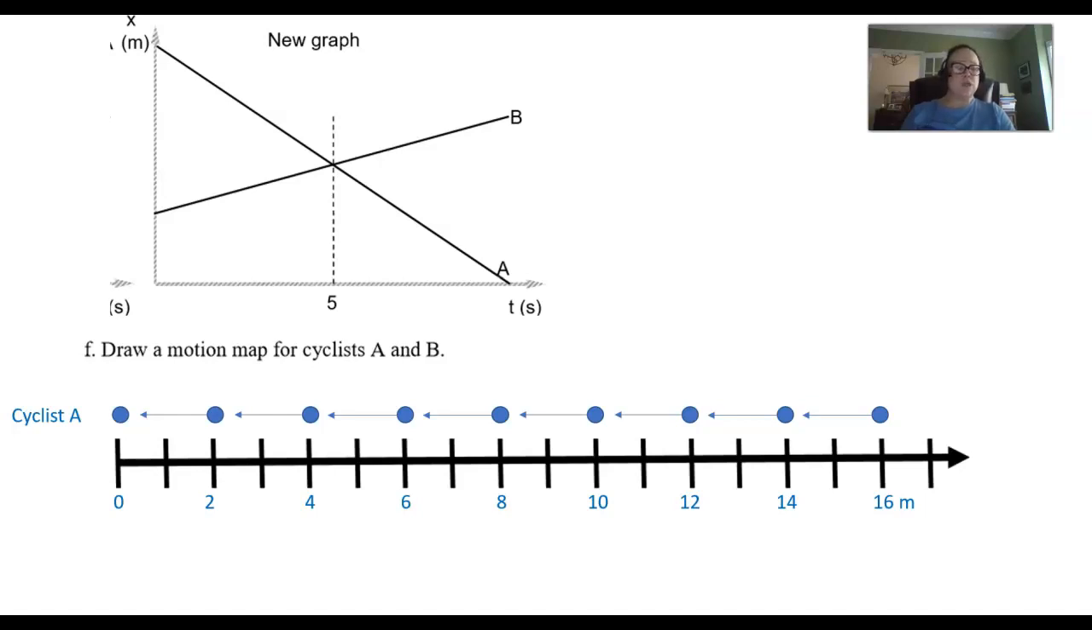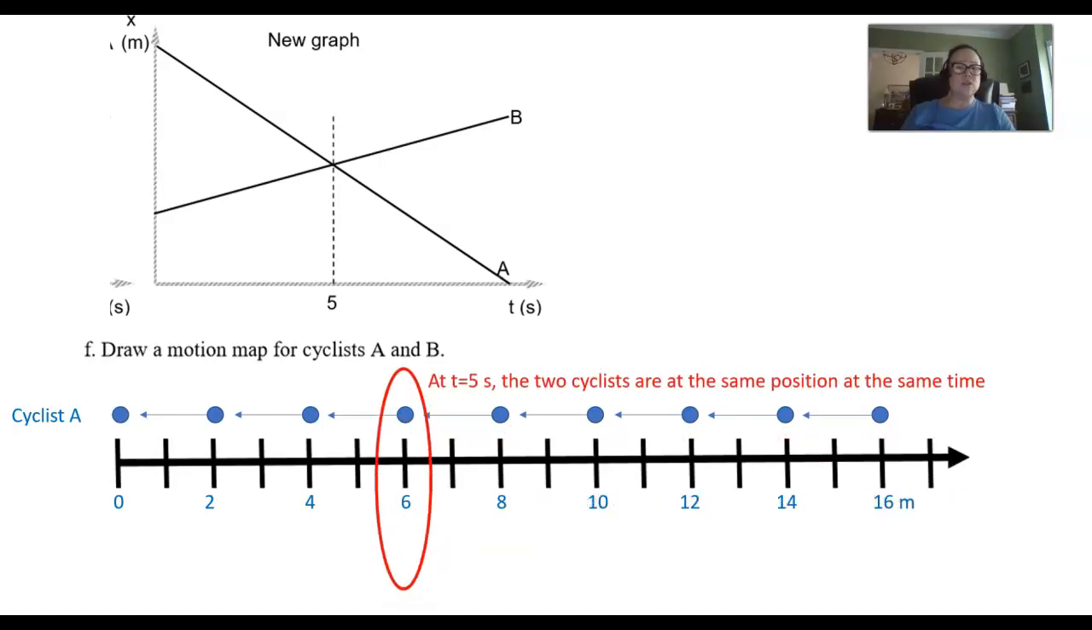And to put in the motion map for cyclist B, I'm again going to take advantage of the fact that I know that at time 5, these 2 cyclists are at the same position. And so at time 5 on my graph, I'm going to circle that so I can pay attention to it, and I want to put a position dot for cyclist B at that same position at time 5. Now cyclist B, the arrows are still going to the right because he is still going in the positive direction.